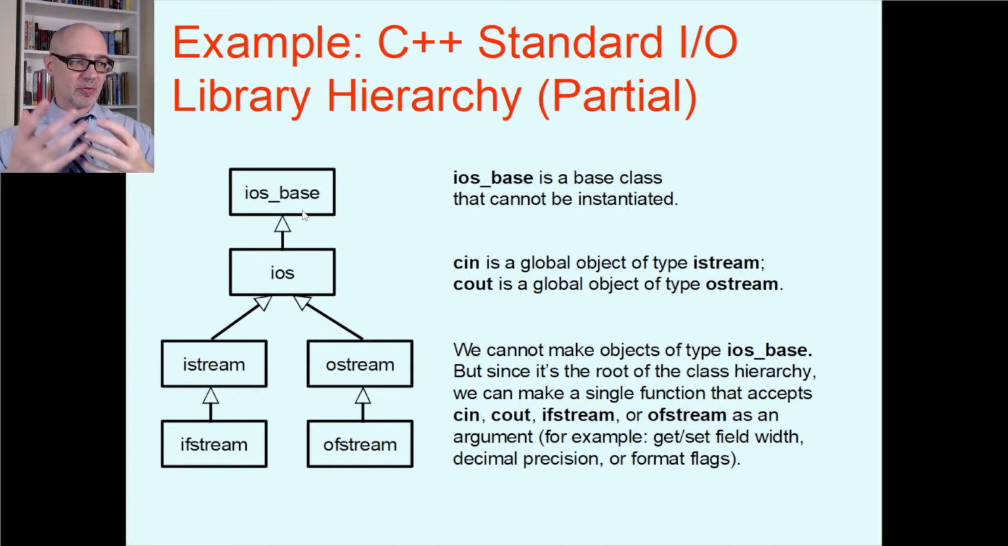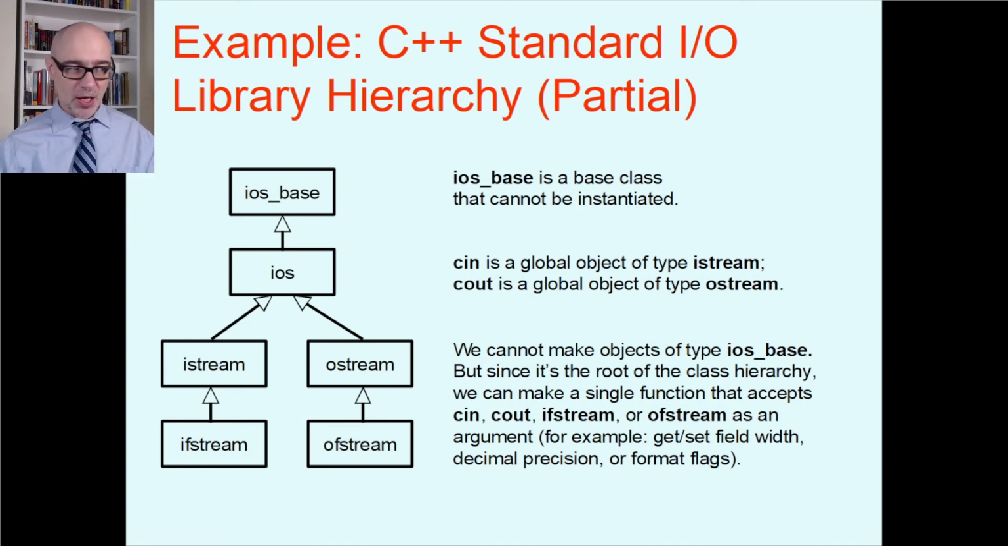So here's a good example of a class hierarchy that I'm just taking a couple important slices out of. Now, as you can see here, ios_base is a base class that cannot be instantiated. You cannot make an object of type ios_base. If you do it, the compiler is going to deny you. Cannot do that. So it seems like that would be totally useless. But every single one of these things counts as an ios_base object. So cin, cout, ifstreams, ofstreams, they're all special types of the ios_base class.